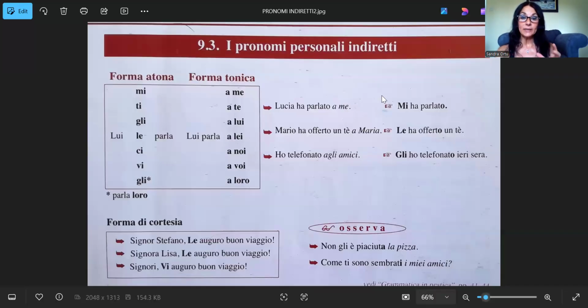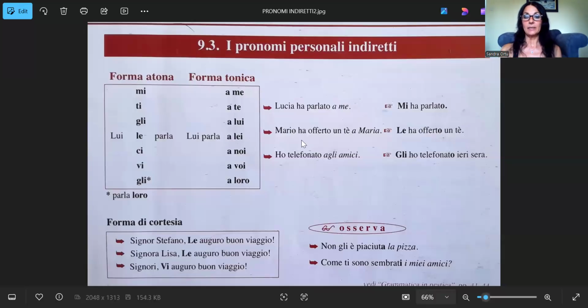Instead, when we're using the weak form, forma atona, which, as I said, flows better in the sentence, the implications are different. The information is the same, Lucia talked to me, but the implications are different. So mi ha parlato just means Lucia talked to me today. That's it. It doesn't mean that she didn't talk to somebody else. She just talked to me today. She spoke to me.